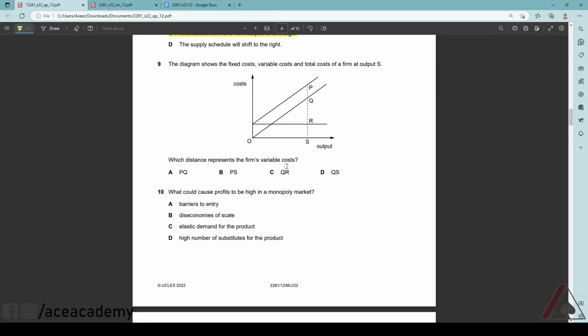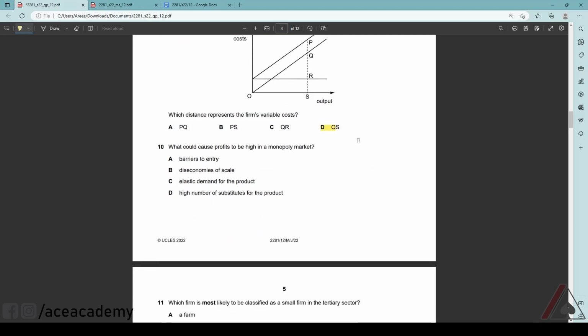Now let's move back. So what distance would represent the firm's variable cost? PQ, as we have seen, is not the variable cost, it is the fixed cost. Is it PS? PS is the total cost of the entire production. Is it QR? QR is not the variable cost. It's neither the fixed cost, nor the total cost. D is QS, as we have seen that since PQ is your fixed cost, QS would be your variable cost. So that is your answer.